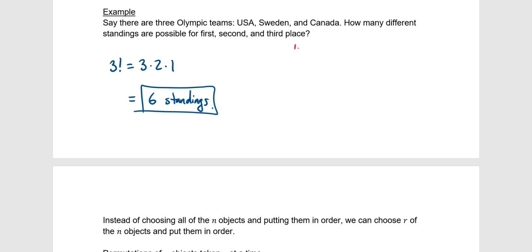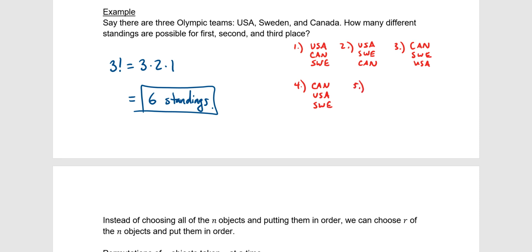So the first way, we could have USA, Canada, Sweden in that order. The second way, we can have USA, Sweden, Canada. And then we can have Canada, Sweden, USA, or Canada, USA, Sweden.